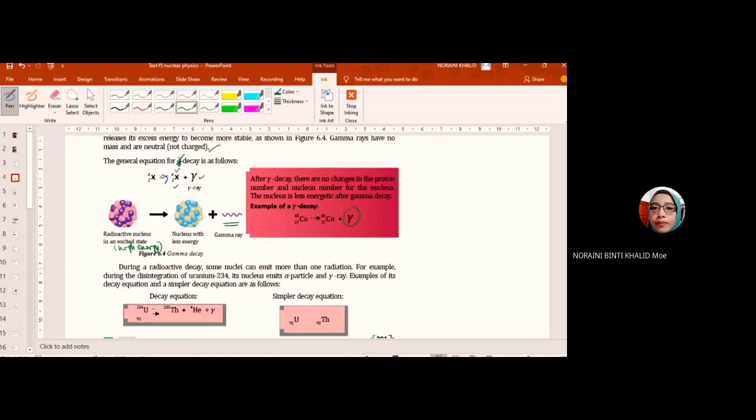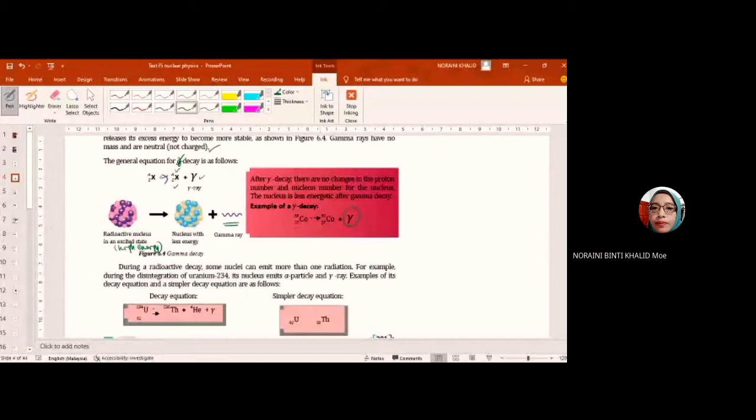Okay, one more example. During radioactive decay, some nuclei can emit more than one radiation. For example, during disintegration of uranium-234, its nucleus emits an alpha particle and a gamma ray at the same time. Sometimes alpha and gamma are emitted together. Example of its decay equation and a simpler decay equation are as follows.